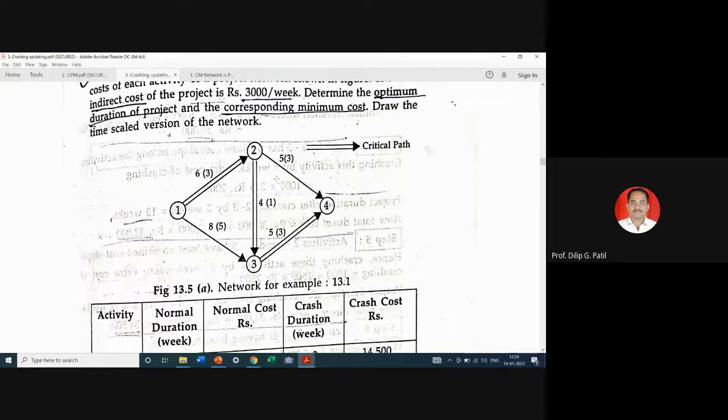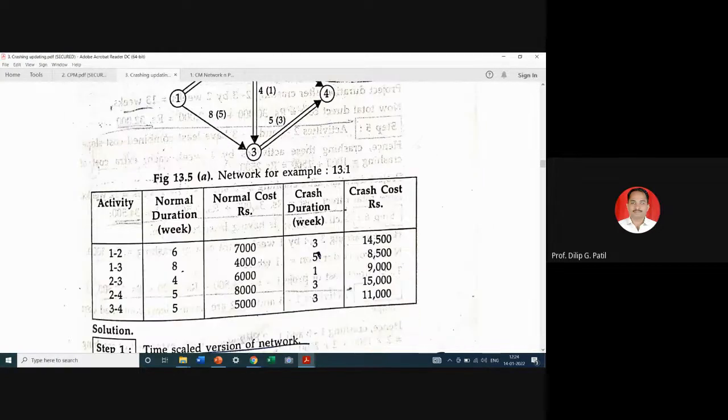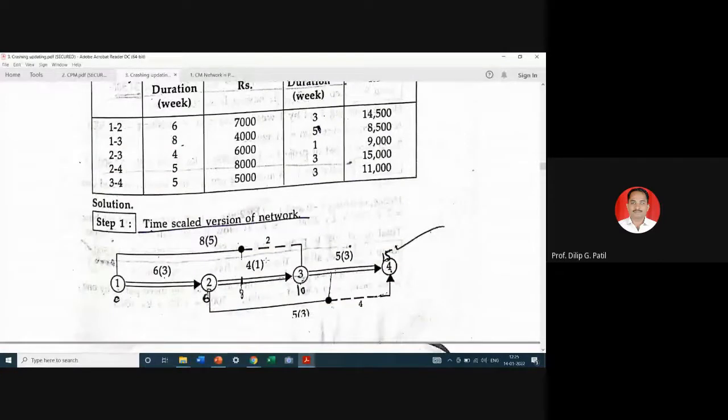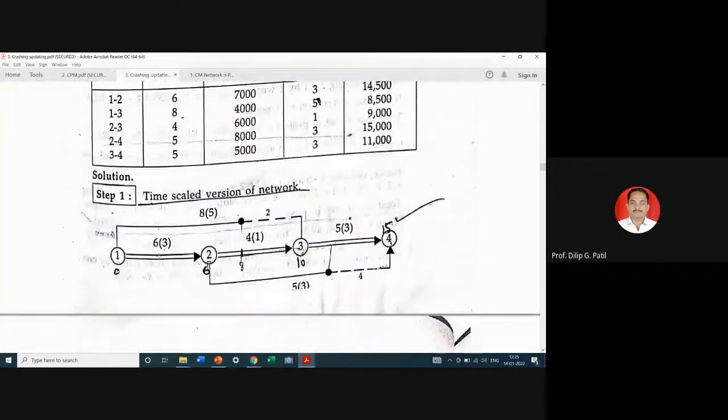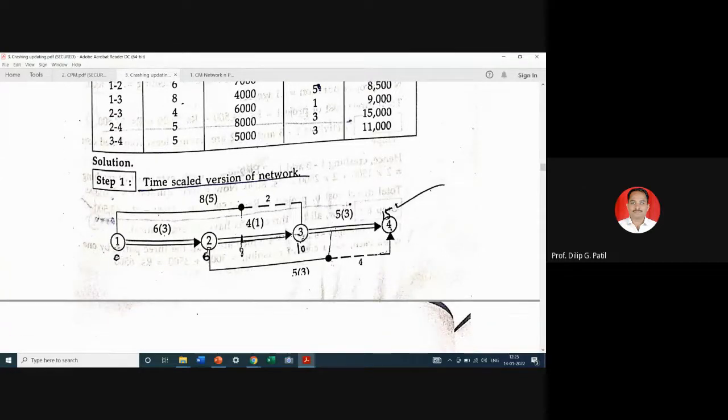इथे ते दाखवलेलं नाहीये, but you can now easily calculate TETL of each event, and accordingly you can decide the critical path. So this is the critical path. Already they have shown that this is the critical path 1, 2, 3, 4. So what we have to do, we have to make a time scale version of the network. Means 1, 2, 3, 4 is the critical path. We have to take it on the x-axis like this, and you can use graph papers also to show the duration.